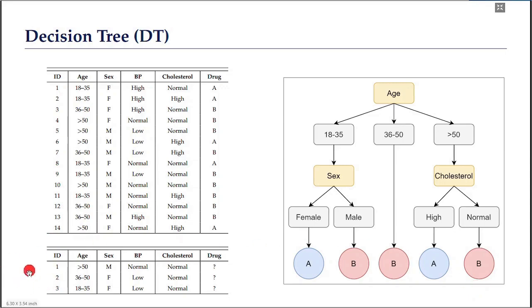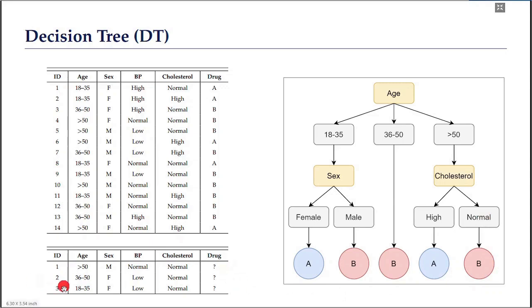So for example, if I have given the age, sex, blood pressure, and cholesterol level, we can predict the drug types. So if the age is greater than 50, let's say, and if the sex is male, here sex has no impact, blood pressure has no impact, cholesterol normal, then the predicted value would be B, or the predicted drug type will be B.